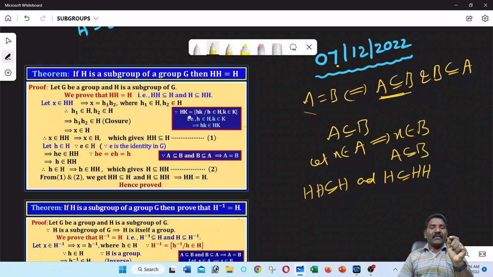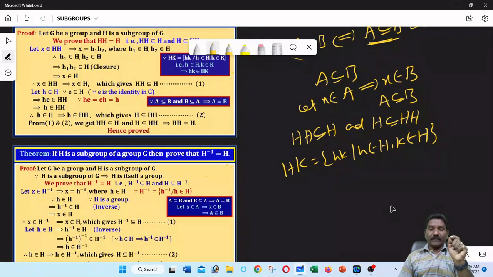ఇక్కడ మల్టిప్లికేషన్ ఆఫ్ కాంప్లెక్సెస్ చూడండి. HK is equal to set of hk, HK is equal to set of small elements hk such that h belongs to H and k belongs to K. This is the definition, multiplication of complexes. So here HH, the product of two subgroups, HH is equal to {h1 h2 such that h1 belongs to H, h2 belongs to H}.